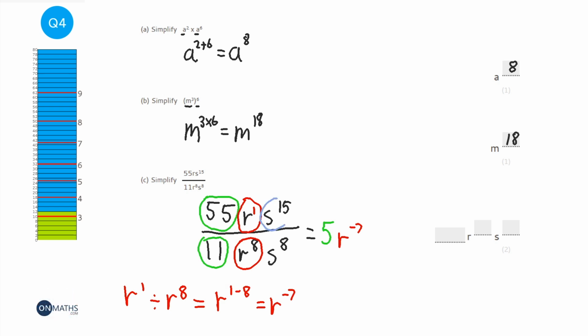Okay, now we're left with the s's, and it's the same thing with the s's. This time we're doing s to the power of 15 divided by s to the power of 8. So it's going to be s to the power of 15 take away 8, which is 7. So my answer would be 5 r to the power of -7 s to the power of 7.